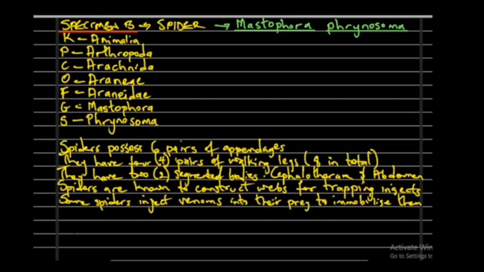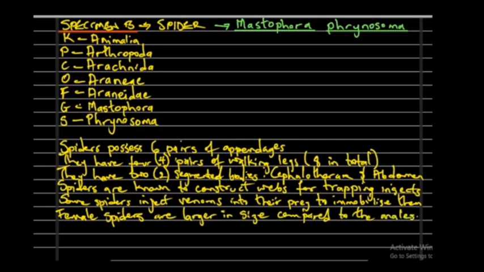Generally, the female spiders are larger in size compared to the males. So the males have a smaller body construct. They are majorly carnivorous, as I said earlier, because they feed on insects.